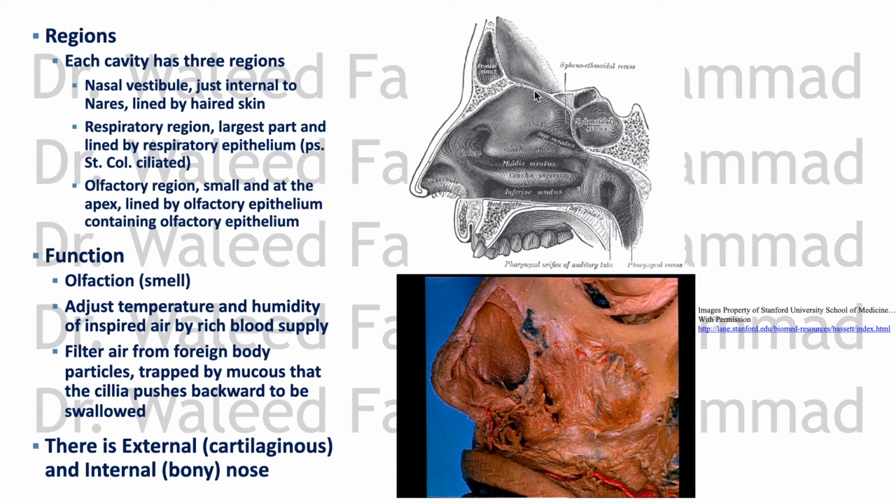So we have three regions. The olfactory part, the superior part, remember this, it occupies the roof. The vestibule, the anterior part that's lined by skin, and the rest, the largest part, is the respiratory part or respiratory region that is lined by pseudostratified columnar ciliated epithelium with goblet cells.